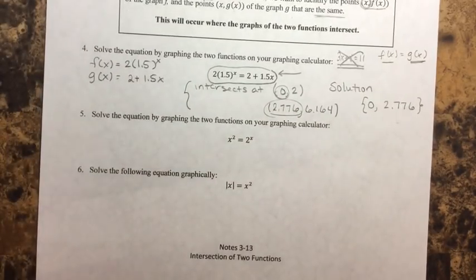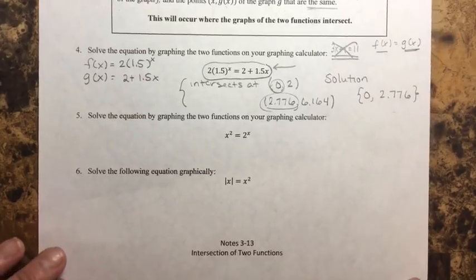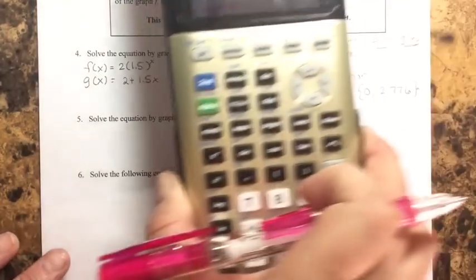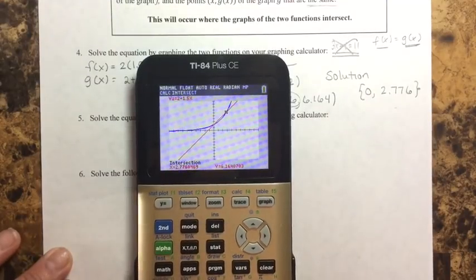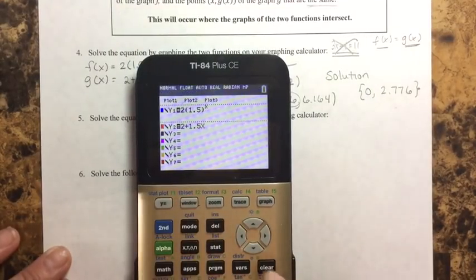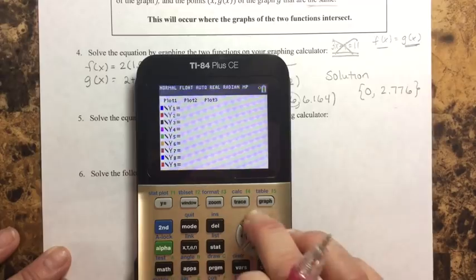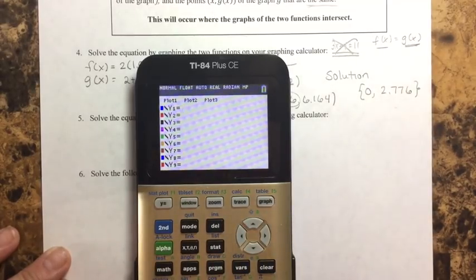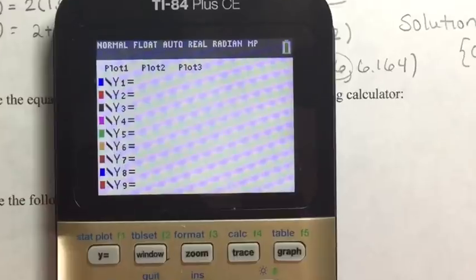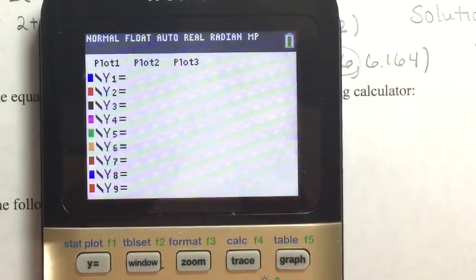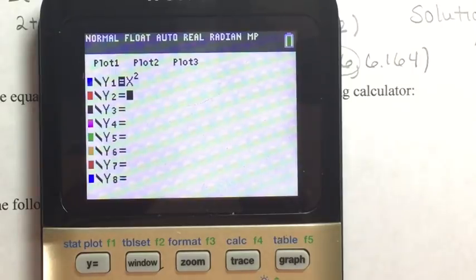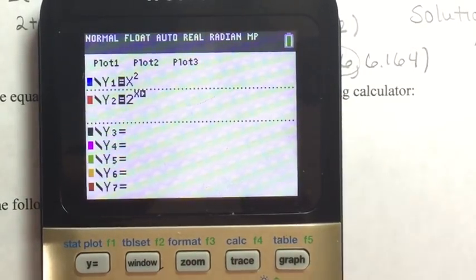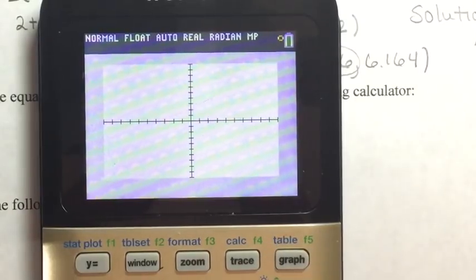Okay, so we're going to now graph these 2 things on the calculator. All right, so let's bring our calculator back over here. All right, let's turn it on. We got to go back to y equals. We got to clear our last equations. Make sure you do that. And we're going to put in, what do we have here? X squared. Okay, and the absolute value, oh no, no, we're not at the absolute value yet. And 2 to the x. Okay, so there are 2, and we're going to graph.